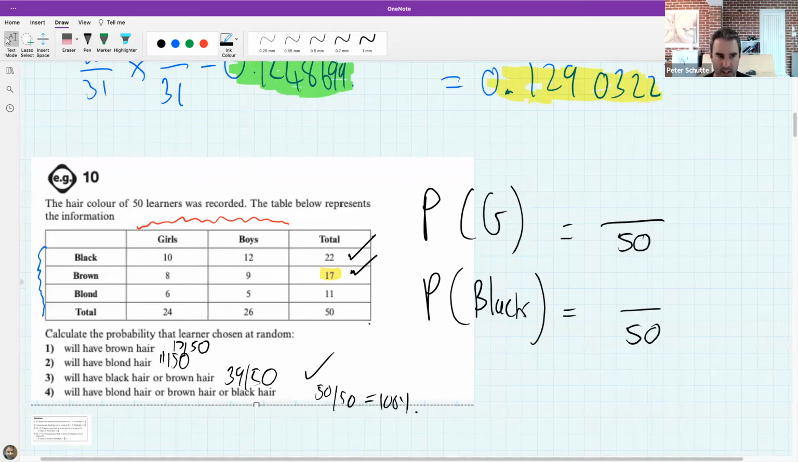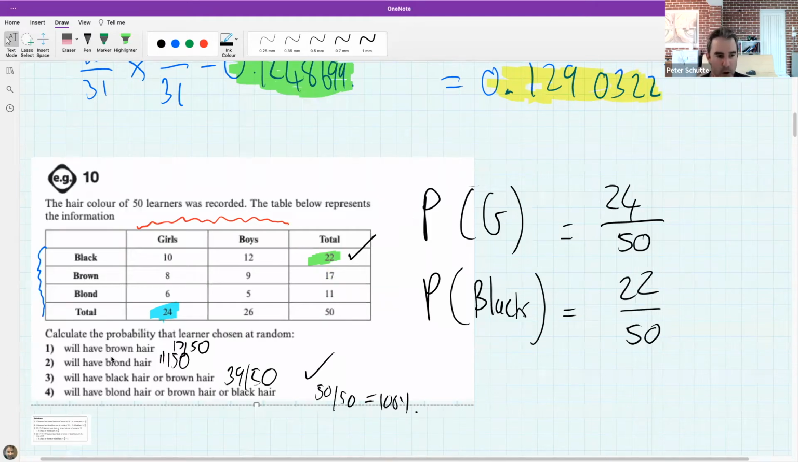Okay, so I like what I'm seeing. I'm seeing a lot of people saying the probability of a randomly chosen person being a girl is 24 out of 50, which looks great. What's the probability of somebody having black hair if they're randomly chosen? So that is going to be the 22 over here. And so we get that. Okay, all's good so far.